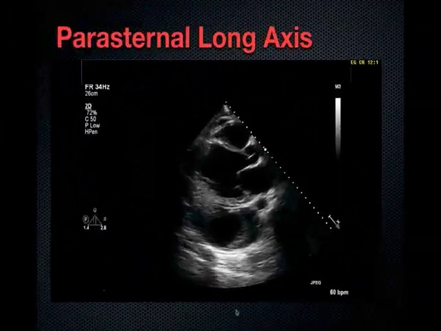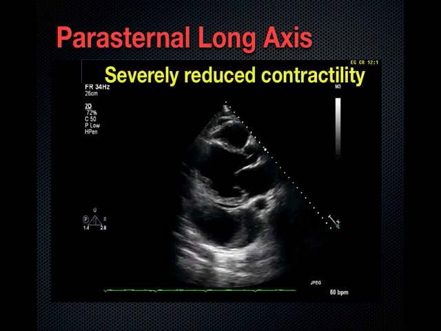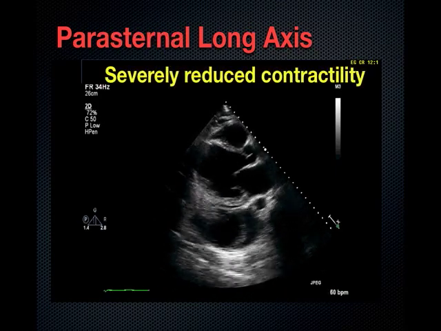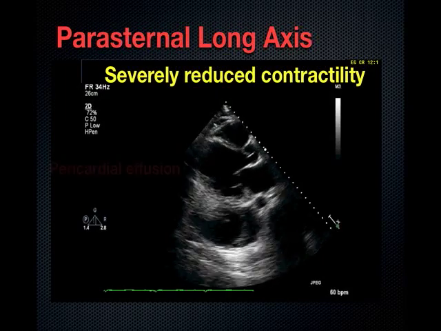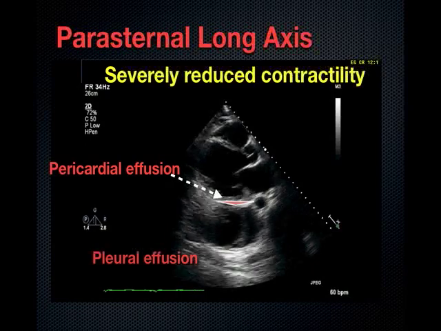For example, this is a poorly functioning heart. You can see not much thickening, not much chamber dimension size change. But here's a pericardial effusion and a pleural effusion.